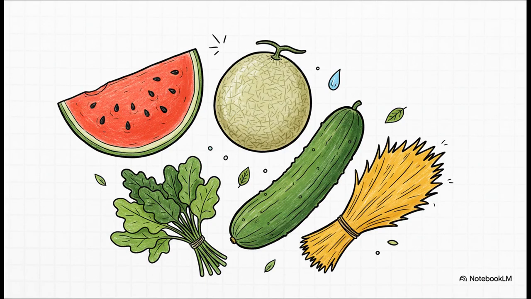And what exactly grows during this quick season? Just think of all your favorite summer treats. We're talking watermelon, muskmelon, cucumber. These are classic Zaid crops. This season is also really important for growing certain types of vegetables and fodder for animals.